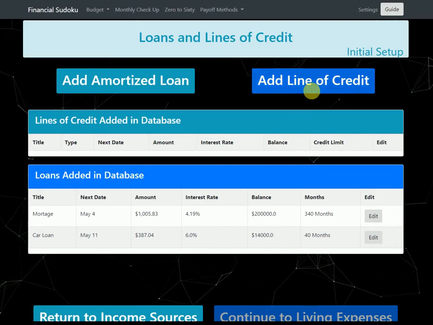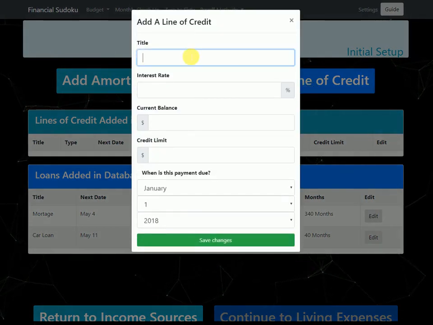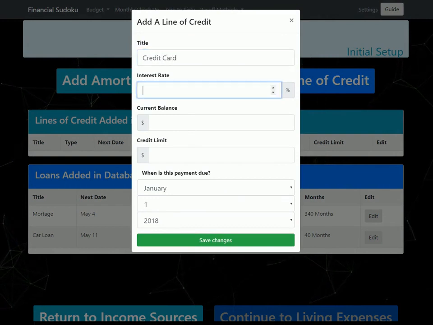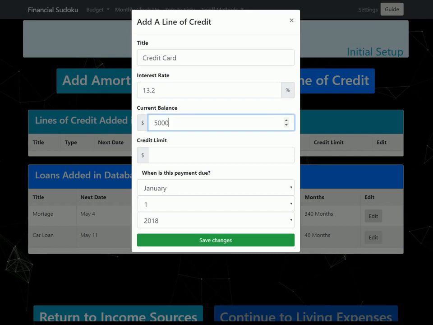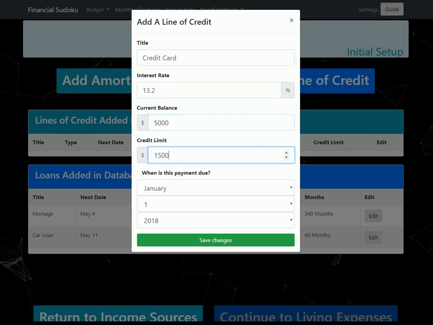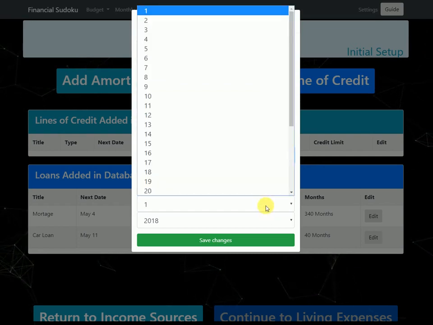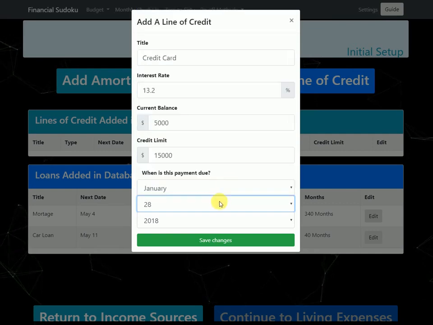Then I'm going to go ahead and add a line of credit. So right now, the only line of credit that I have access to is a credit card. So I'm just going to go ahead and put that on there. I have 13.2% on there. Current balance is about $5,000, and my credit limit is about $15,000. That payment is due at the end of the month on the 28th.